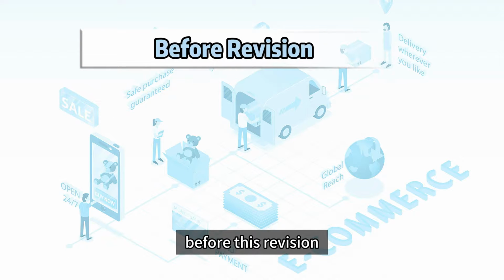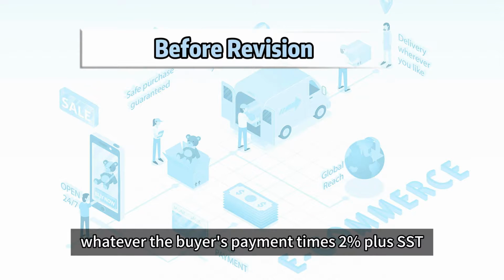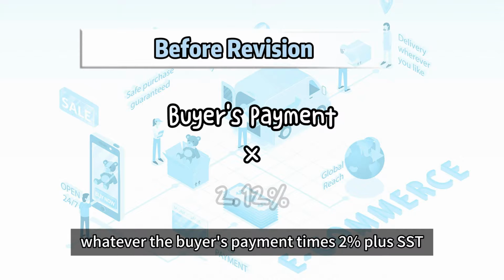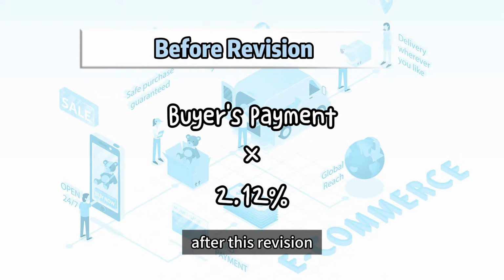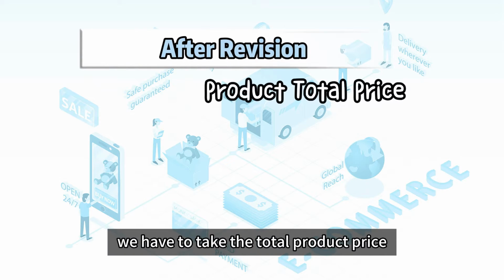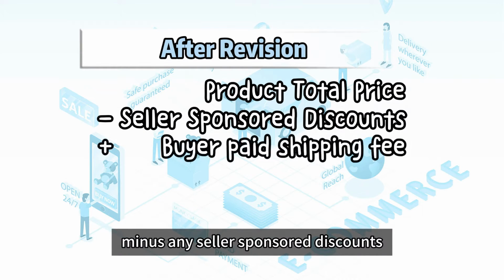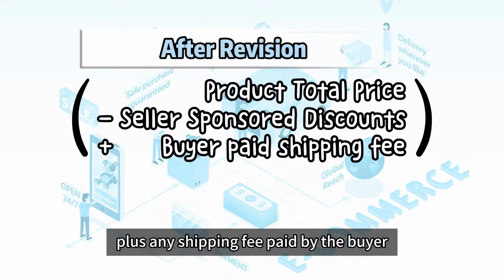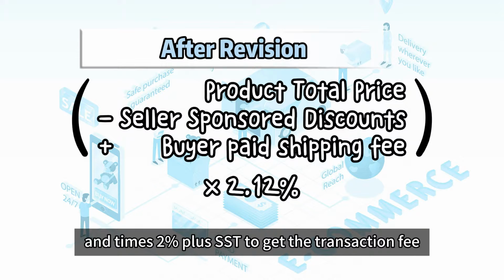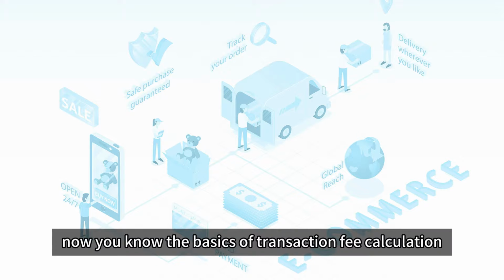Before this revision, transaction fee was calculated as whatever the buyer's payment times 2% plus SST. After this revision, we have to take the total product price minus any seller-sponsored discounts plus any shipping fee paid by the buyer, then times 2% plus SST to get the transaction fee. Now you know the basics of transaction fee calculation.